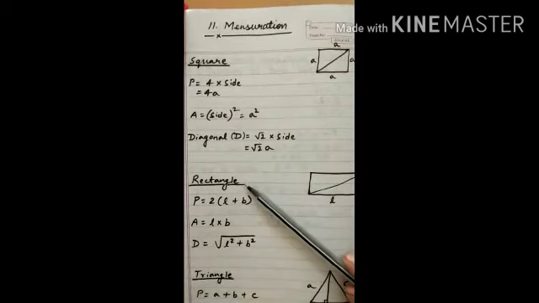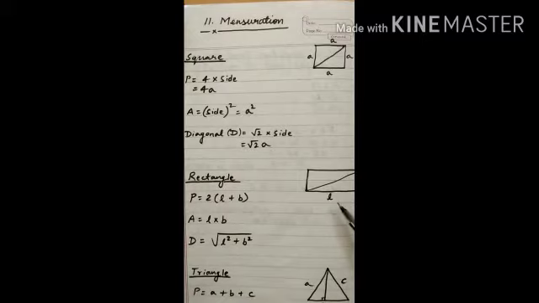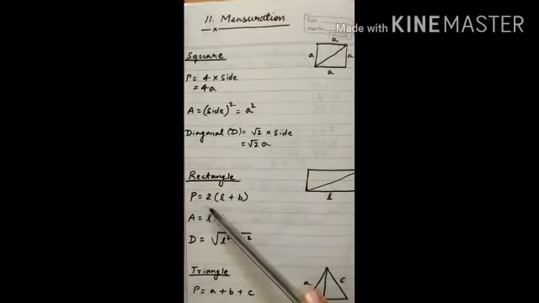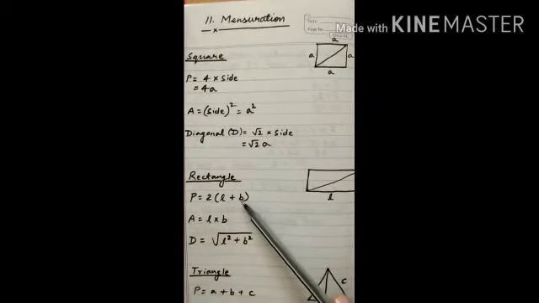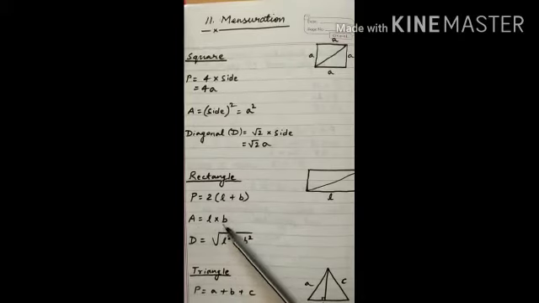Next is rectangle. A rectangle has two opposite sides equal to each other. Another two opposite sides are also equal to each other. It has length and breadth. Perimeter of a rectangle equals twice of length plus breadth. Area of a rectangle equals length into breadth. And diagonal of a rectangle equals root L square plus B square. It means root length square plus breadth square.